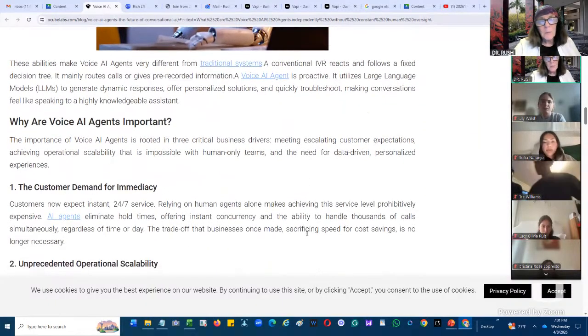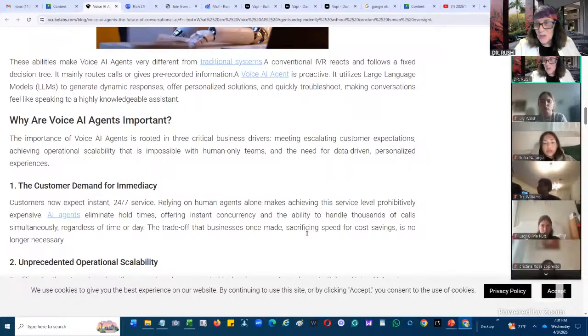And why is it important, these voice AI agents, just like anything on the internet is what? 24/7, right? The idea of relying on human agents alone can be expensive. So they say we can reduce those costs by having those AI agents take off some of the burden. We can reduce those costs because we can make these agents multimodal.